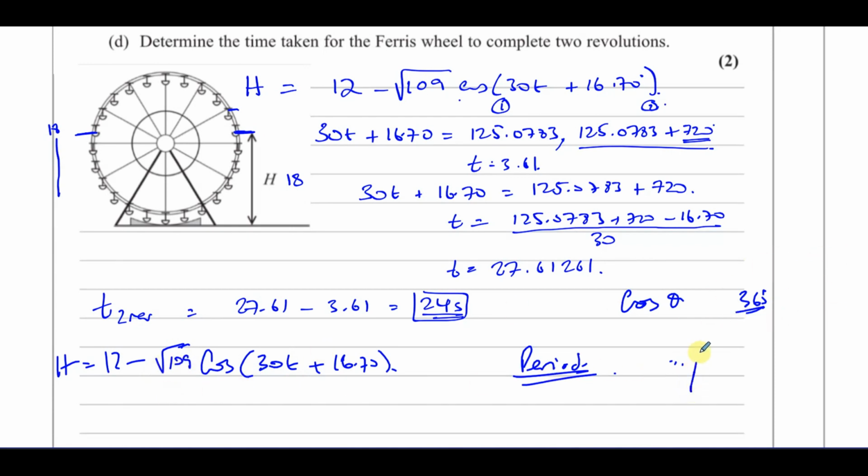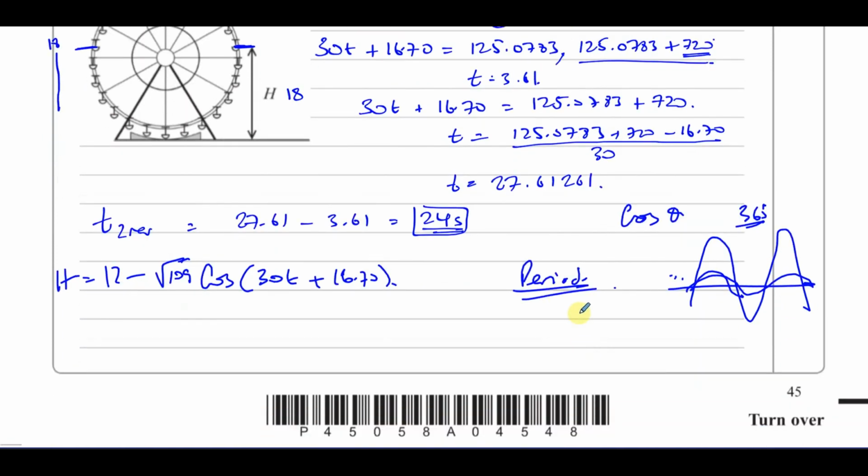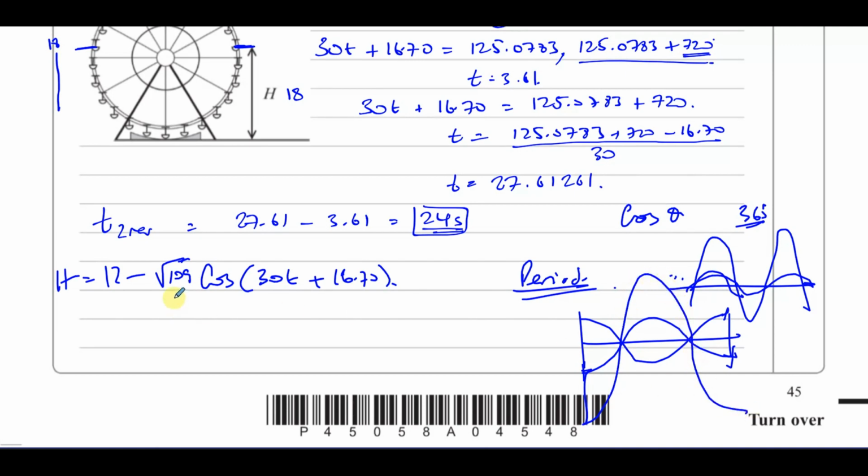Root 109 just makes it go taller, that's all. But it has the same period. It still repeats in the same manner. Okay, every 360 degrees. So the cosine curve, like say, between 0 and 360 goes like this. The root 109 makes it just go higher. The minus makes it just become like upside down. The 12 just raises it up a bit. So like the minus will make it go like this. The multiplying by root 109 just makes it stretch vertically. All right. And the 12 just raises it up 12 units.